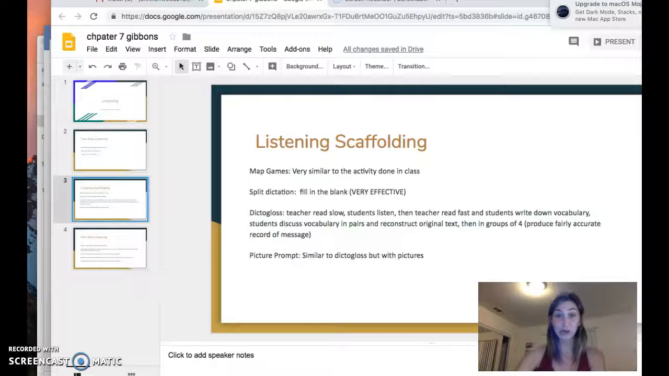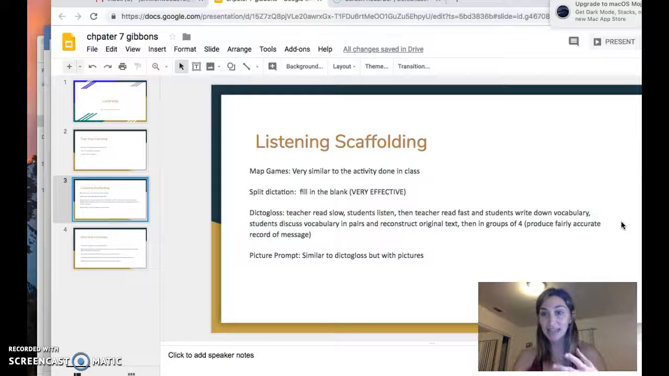Then the split dictation, or fill in the blank, that's really effective in trying to learn new vocabulary words, or just listening and trying to fill in that word. It also helps learn the content. And then the dictogloss. I've actually never heard of this before, but I thought it was very interesting, where the teacher reads slow and the student listens, and the teacher reads fast and the students write down vocabulary, and then the students discuss the vocabulary in pairs and reconstruct the original text, then in groups of 4.